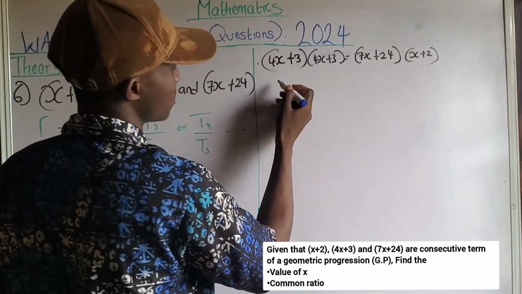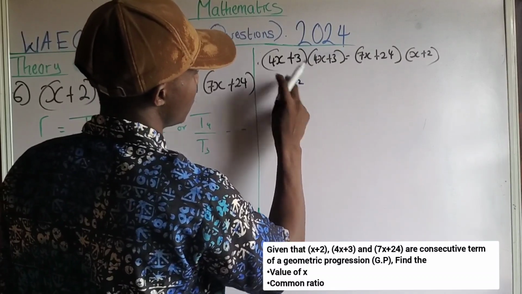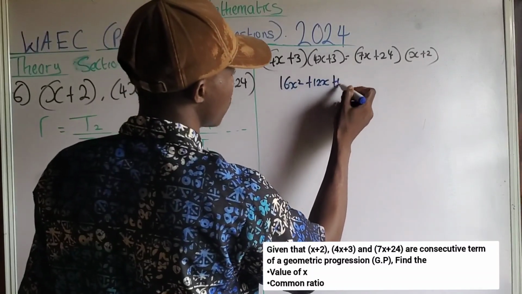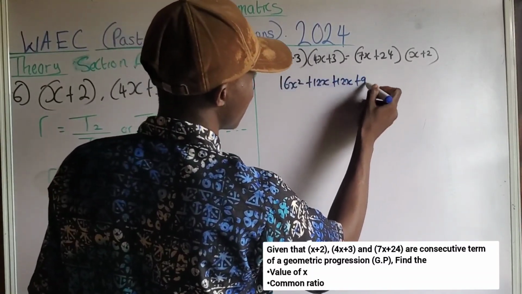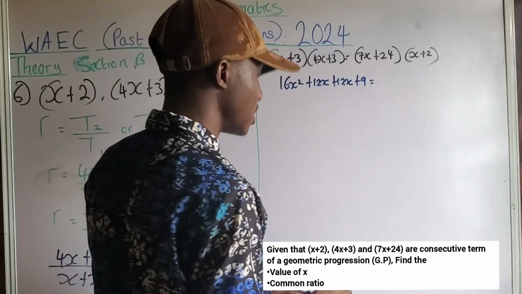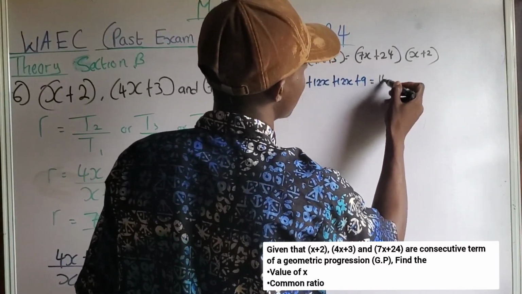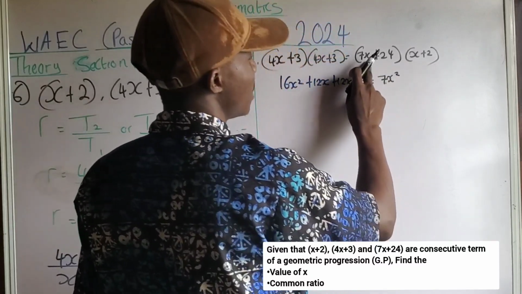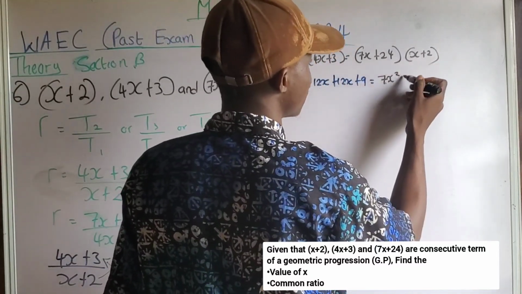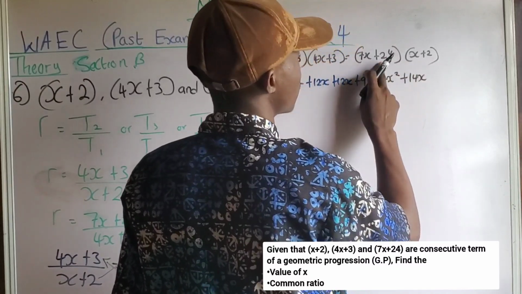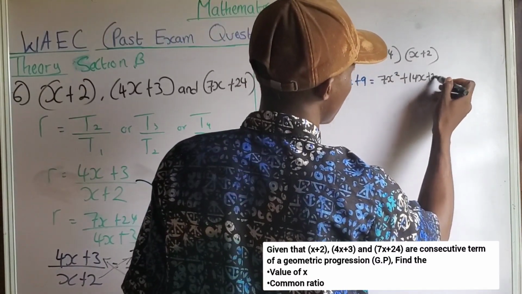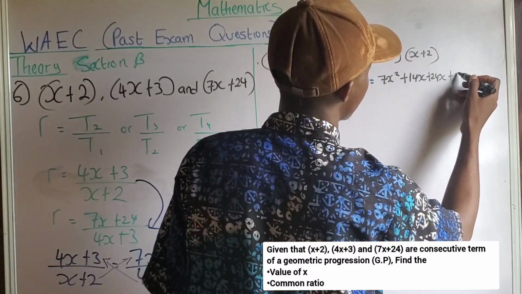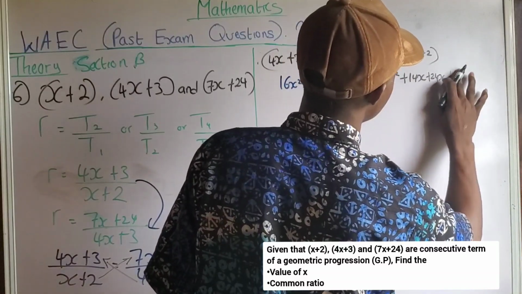4x multiplied by 4x, that is 16x squared. 4x times 3, that is plus 12x, plus 3 times 4x, that is plus 12x, plus 3 times plus 3, that is plus 9, equals to, for the right hand side of this equation, 7x times x, that is 7x squared. 7x times plus 2, that is plus 14x, then plus 24 multiplied by x, that is plus 24x, then plus 24 multiplied by plus 2, that is plus 48.